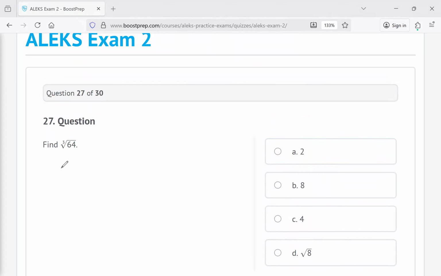Question 27, the cube root of 64. You could use a calculator. You can also say it's the same thing, 64 to the 1/3. So is this a perfect cube? I believe so, right? You could put that in the calculator and you get 4, right? So one number times itself 3 times gives you 64. It would be 4 because 4 times 4 times 4 is definitely 64.